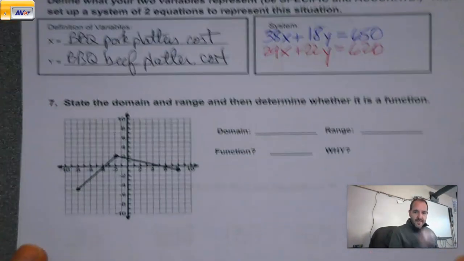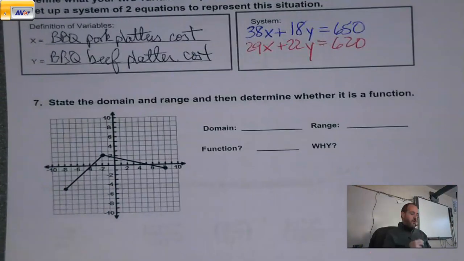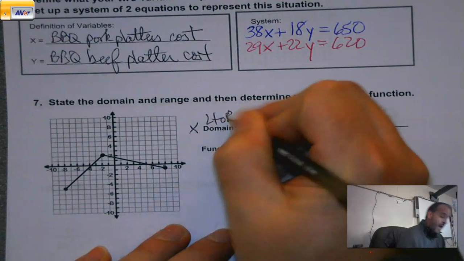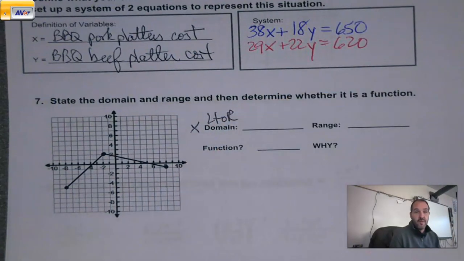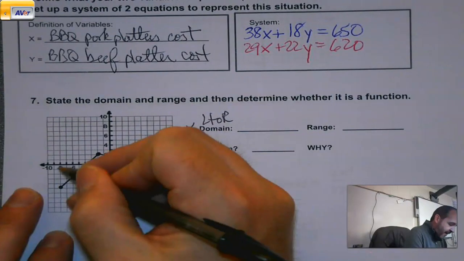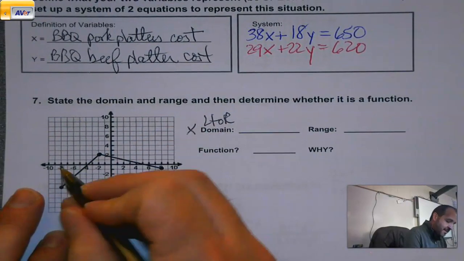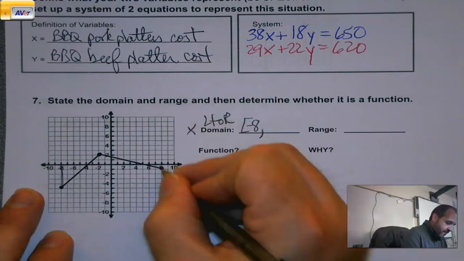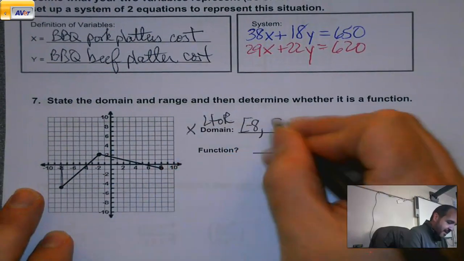Still rolling. State the domain and range. Determine whether it's a function. Okay, domain. X values. Left to right. There are no arrows. Now, if you get arrows, what do arrows mean? Arrows mean infinity, but there's no arrows this time. So, furthest left, follow it back to the x-axis. To the right, follow it back to the x-axis.